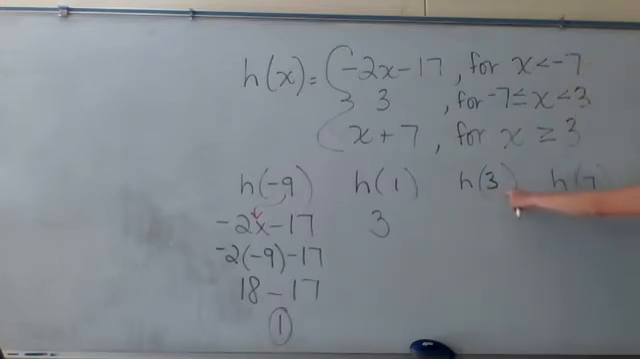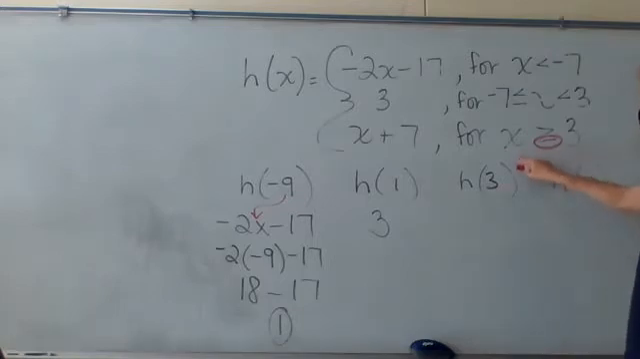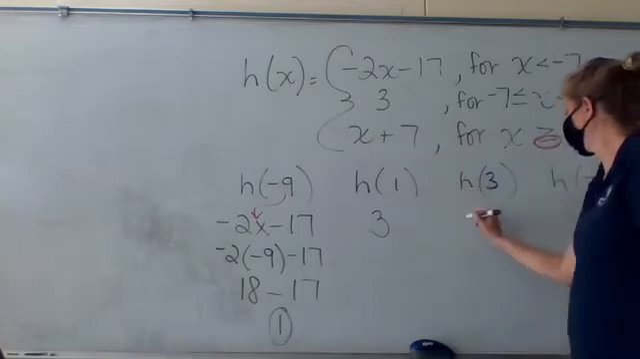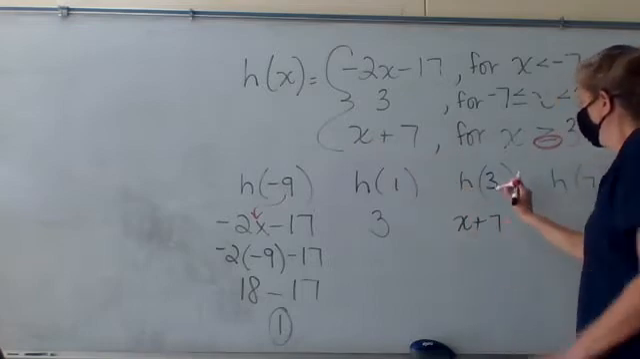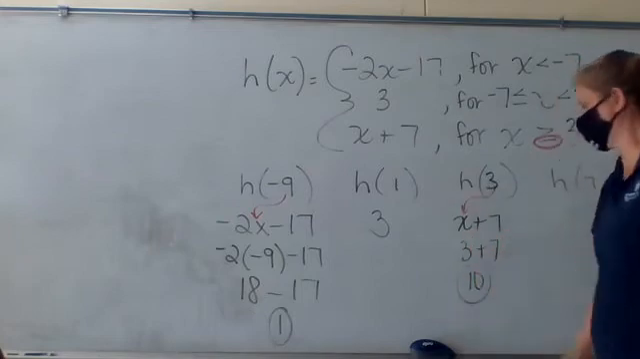Now I'm finding h of 3. So these are the kind you have to be careful of. This place says right here, x is less than 3. This piece says x is greater than or equal to 3, which means it falls in this piece, right? Because I need to know when x equals 3. So what piece am I using? X plus 7. Put the 3 in the x spot, so I have 3 plus 7, which gives me 10.